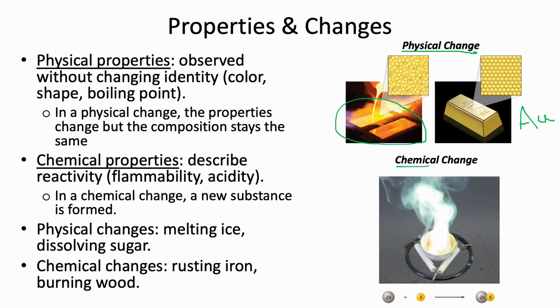In a chemical change, a new substance is formed. In this example, we're combining zinc and sulfur to form a new substance called zinc sulfide. So in a chemical change, a new substance is always going to be formed.